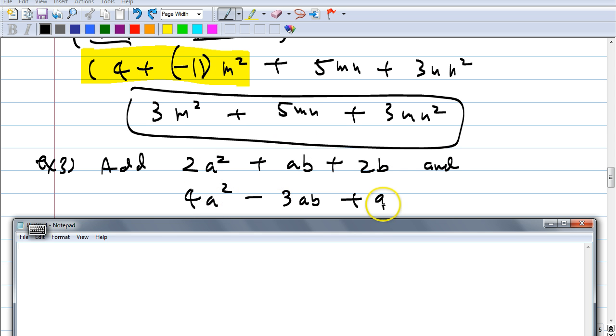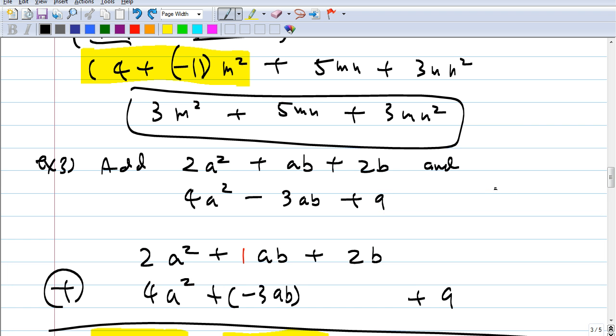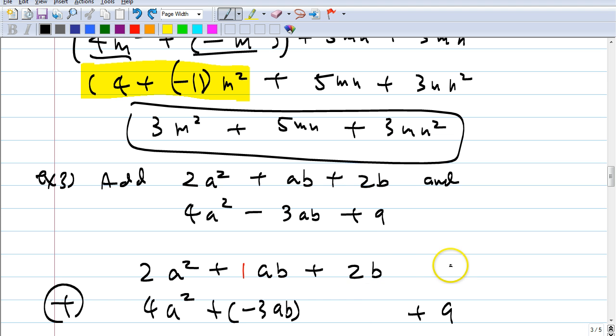What about ab and 9? Are they like terms? No. Guess what I'm going to do? I'm going to skip them like this. You see how I skip, because I don't want to write 2b and 9 together because they're not like terms. So I line up the like terms together vertically and then just add them together. And of course, make everything addition.